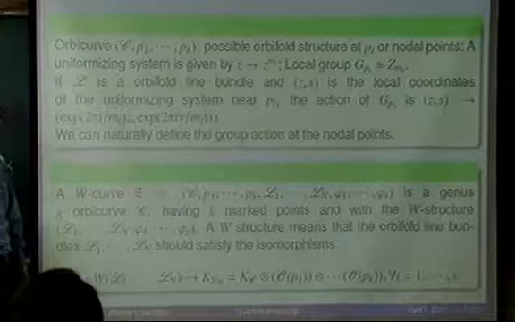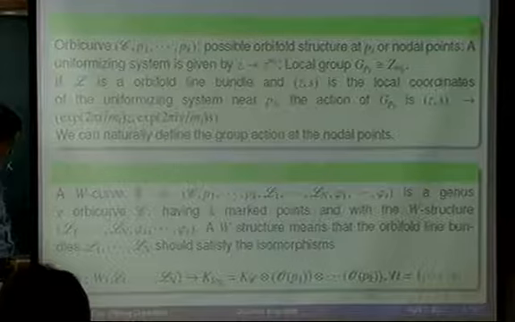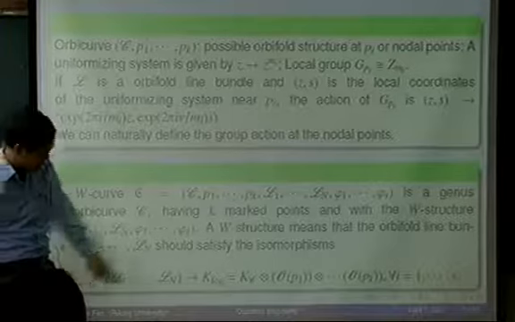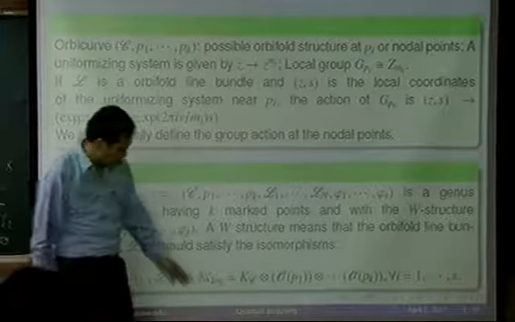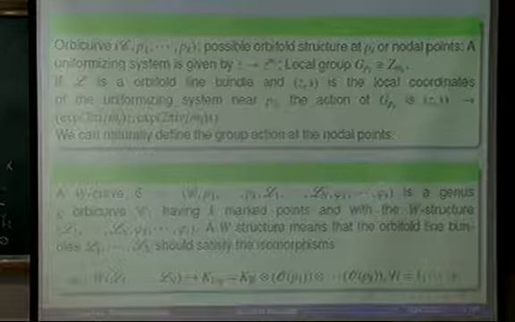So L_1 to L_N, you can take the tensor product. They form a line bundle. This line bundle should be isomorphic to the K log line bundle. The K log line bundle is a tensor product of the canonical bundle with some divisor line bundles. So this on the left is the vector bundle on the curve, right? Yes.